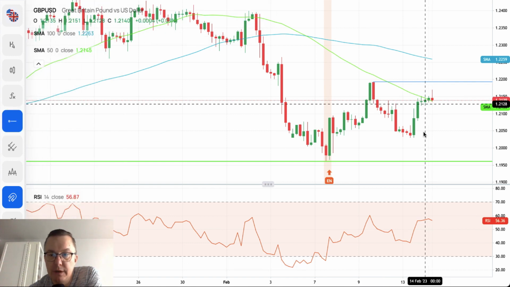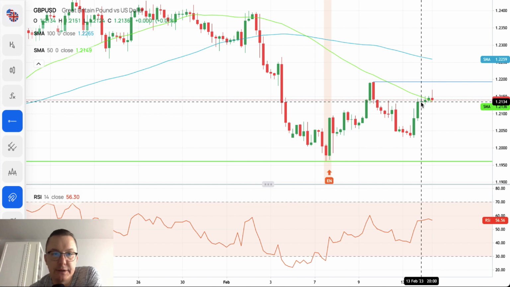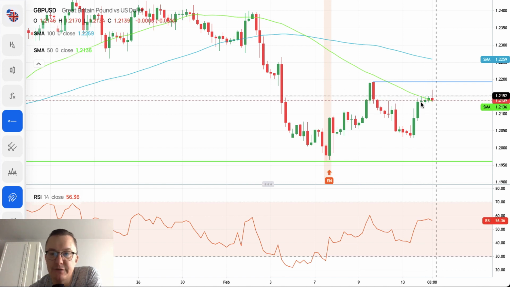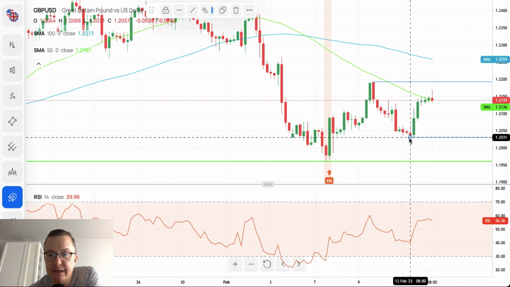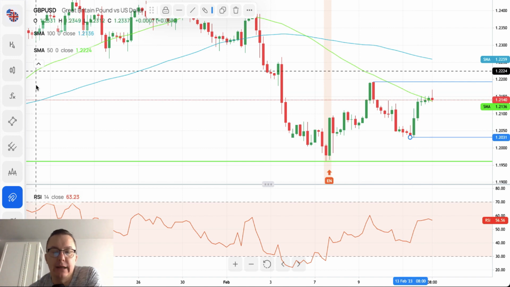because if that candle will close below the level of 1.2136, this will be a very clear indication of the bearish pressure on the British pound to American dollar, and we might revisit the level of 1.2031, which is the low of yesterday. So please keep an eye on this kind of movement on the British pound.